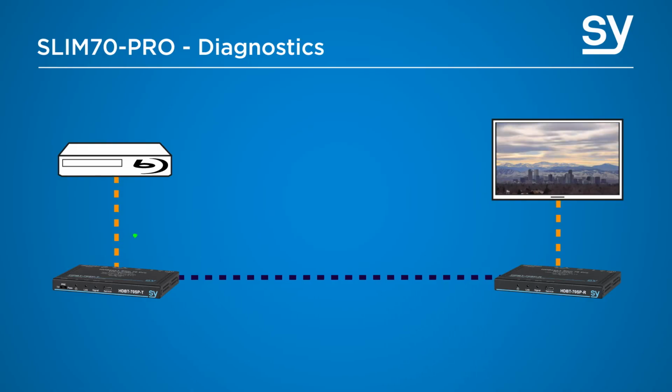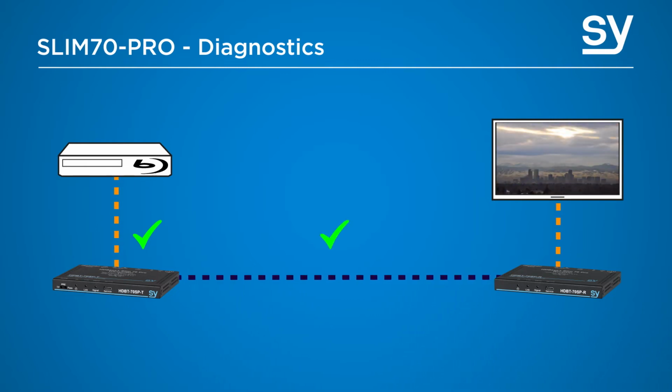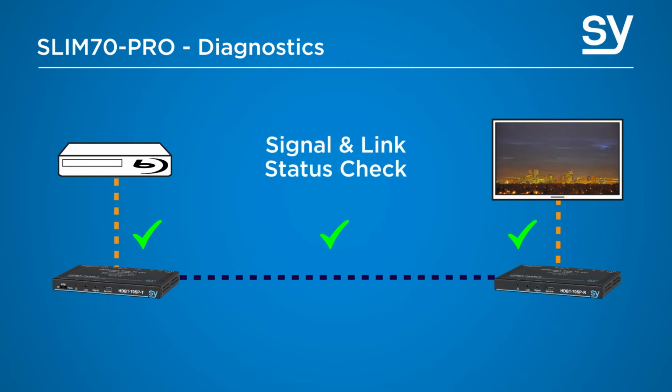You can also report the HDBaseT signal and link status and check for any HDBaseT signal errors. Do you want positive confirmation that all is well? Do you want to know that the far end is getting the proper signal? The signal and link status check will help you know the answer to those questions.